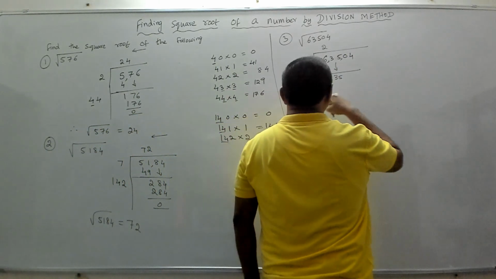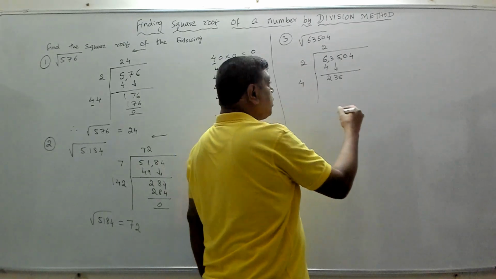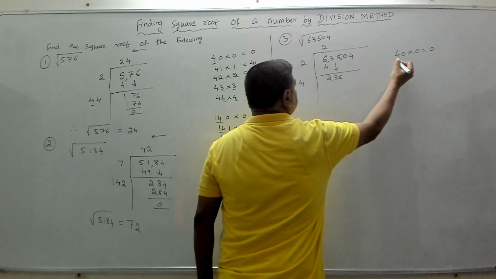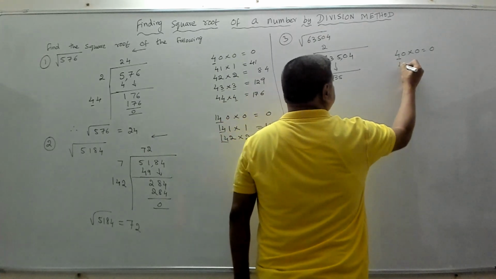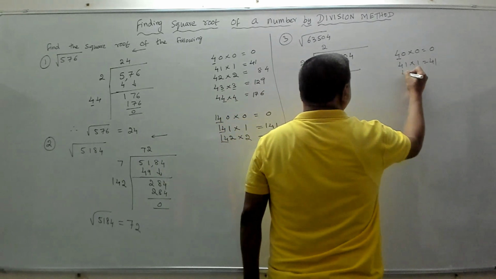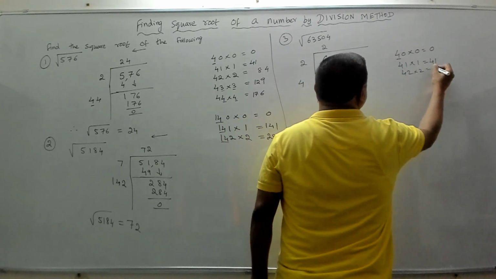Once you get this 4, we should start trying 40 into 0, 0. This is your 4. Then 41 into 1 is 41. Then we should do 42 into 2 is 84.